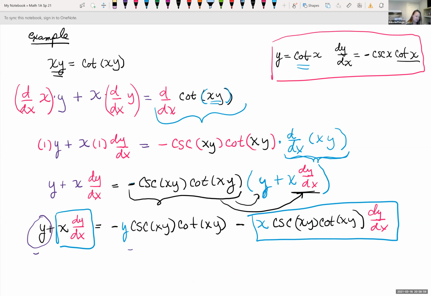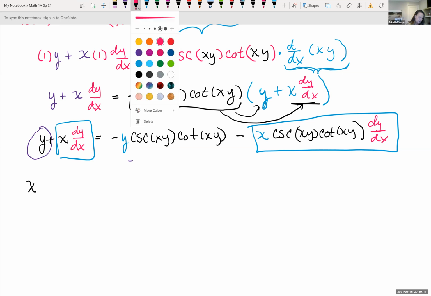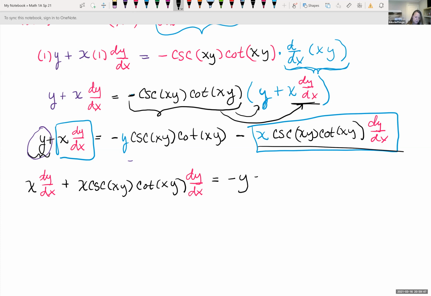So let's do that, rewriting it. So I have this x dy dx. Technically, we're doing that so we can pull out the dy dx. Plus, getting this over there, x cosecant xy times cotangent xy dy dx is equal to, so we have subtracting y on both sides, so negative y, minus this piece, y cosecant xy cotangent xy.